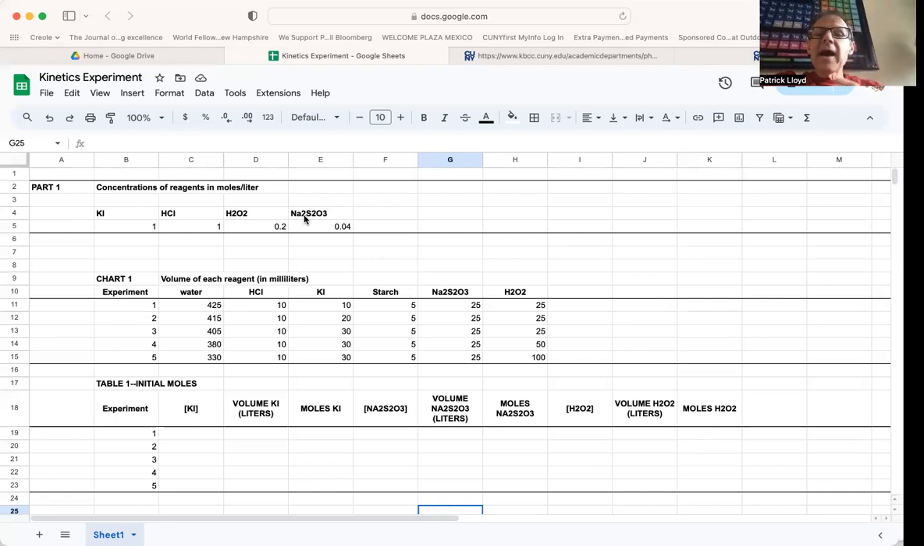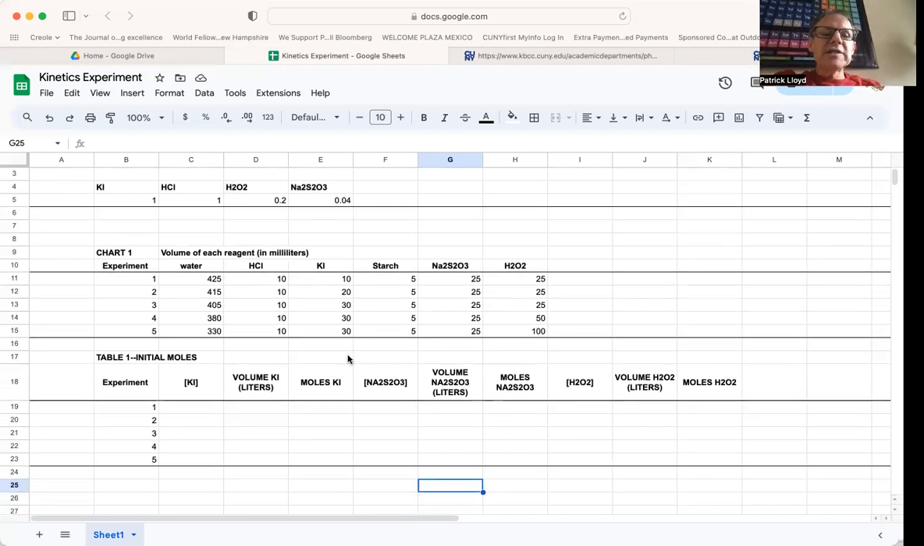Now, below that, I've just created a sheet here in Google Sheets. Chart one. So again, this is directly out of your lab manual. Chart one gives you the volumes of the reagents for each experiment. These are in milliliters, okay? So for experiment one, the amount of water we used was 425 milliliters. The amount of hydrochloric acid was 10 milliliters. Potassium iodide was 10, starch and so forth and so on. So those are our volumes, copied directly out of that.